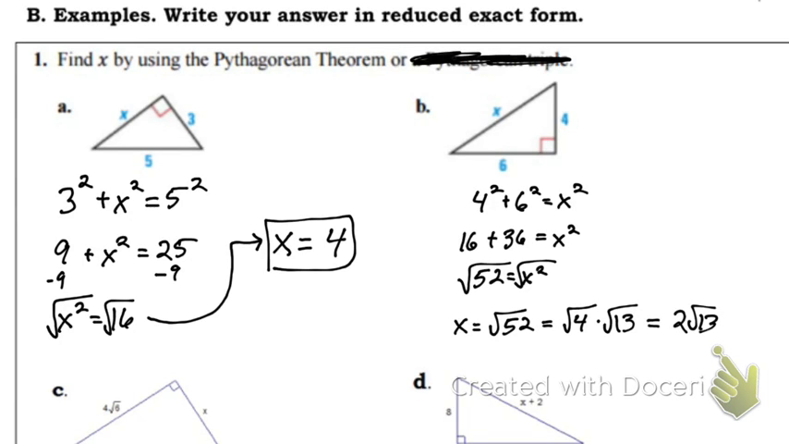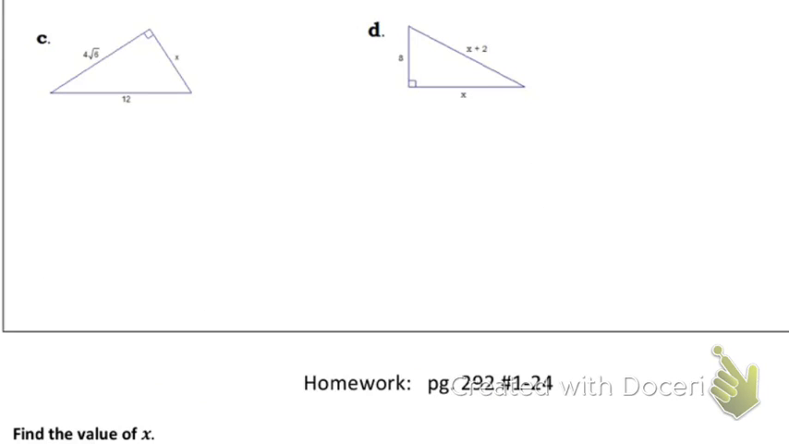All right, next one. Our hypotenuse is 12, so we are going to have 4 square root of 6 squared plus x squared equals 12 squared. Well, 4 times square root of 6, we can think of that as being 4 squared times square root of 6 squared, plus x squared equals 144.